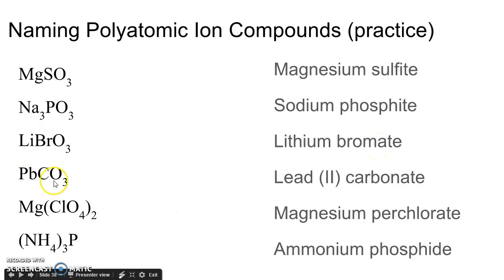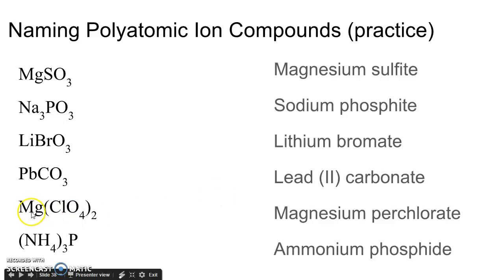PbCO3, this is lead combined with carbonate. CO3 is a polyatomic ion. But lead is not in column 1, 2, or 3, so this is where I have to rely on the charge of carbonate, which is a 2- charge. I have 1 carbonate, so I know my lead has to be a lead 2+, so lead(II) carbonate. I just follow the same rules as I had for the binary compounds.